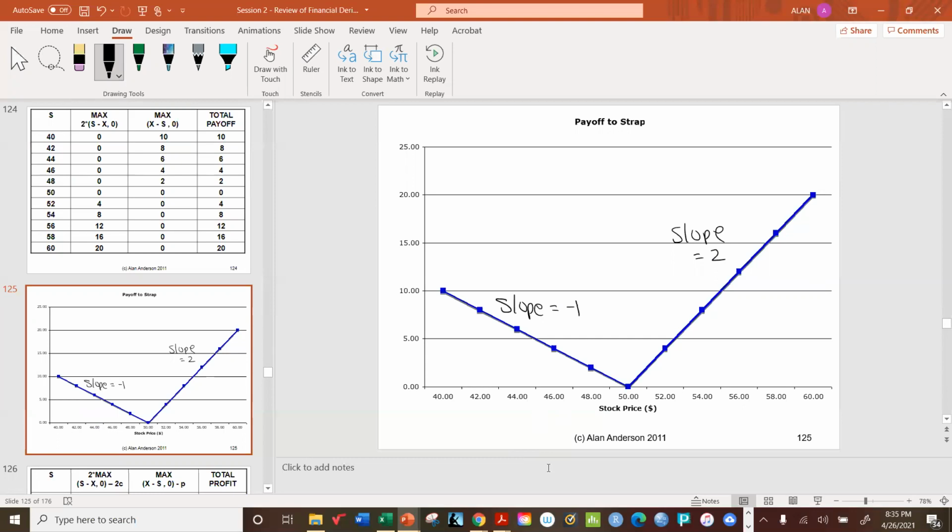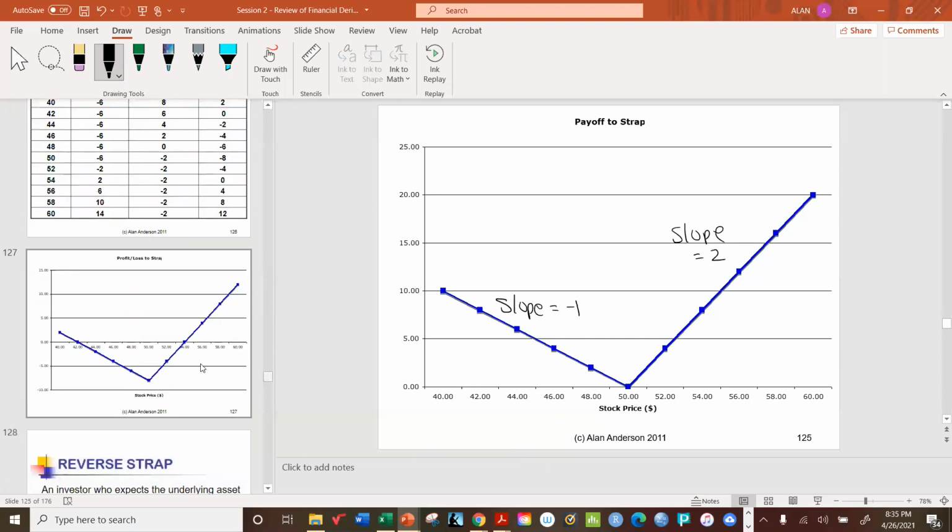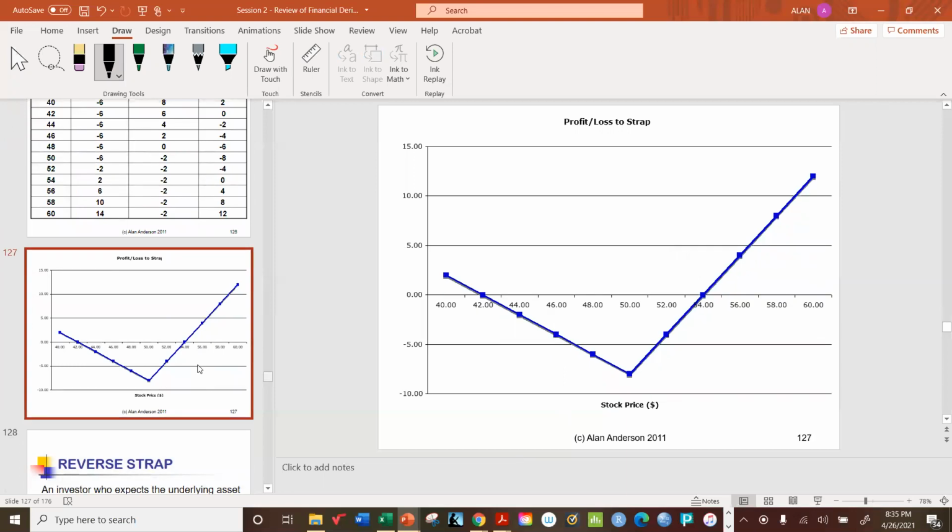All right, so let's take a look at that. And oh yeah, look at that. Oh my God, it's like a $12 spread between these two points. All right, but yes, we're making twice as much money in the upside.